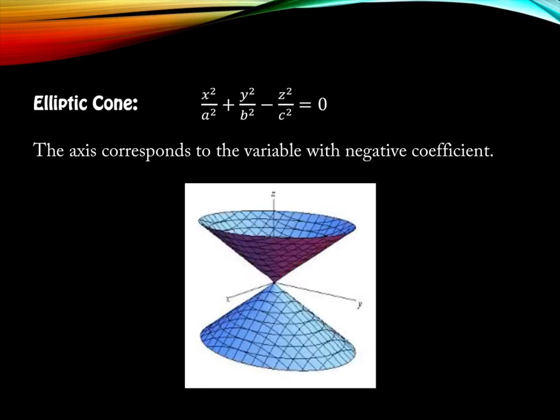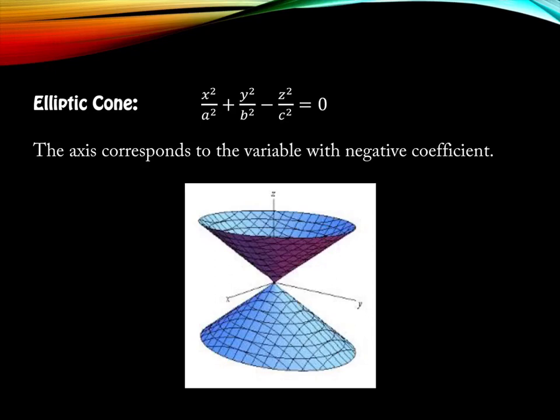Okay, next one, elliptic cone. I already described what this one is. You might notice, though, that it opens upward and it opens downward. That's not how we usually think of cones in terms of our cone-shaped objects in our environment, but they do actually look like this in 3 dimensions.